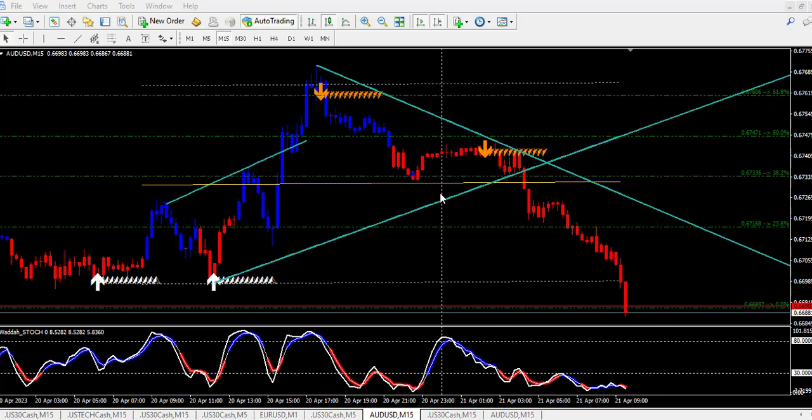Number 1 thing you have to look out for is this level or this zone here. When you check this particular zone, we have a signal generated at this particular point. Though we have a fake breakout here to the upside, it did not go well. So we have a rejection at this zone, and we have this wedge indicator at this particular zone also.